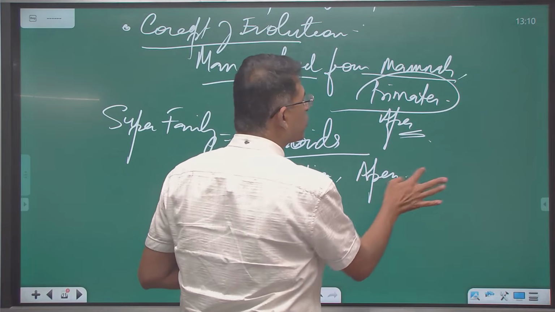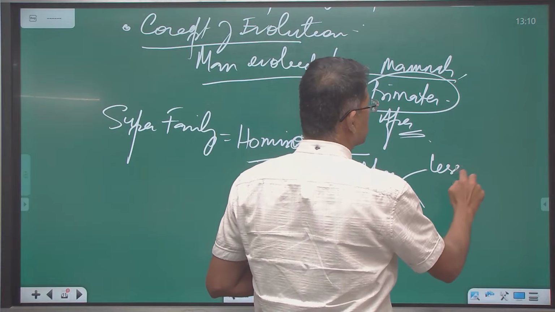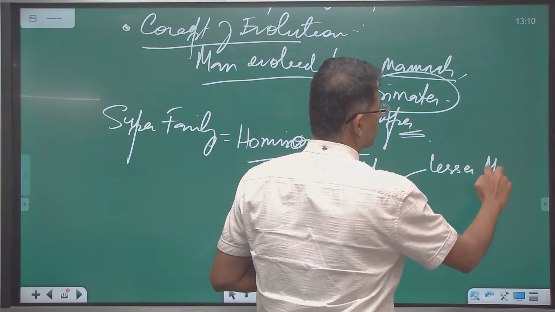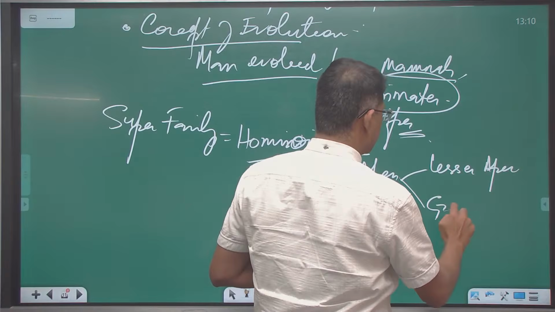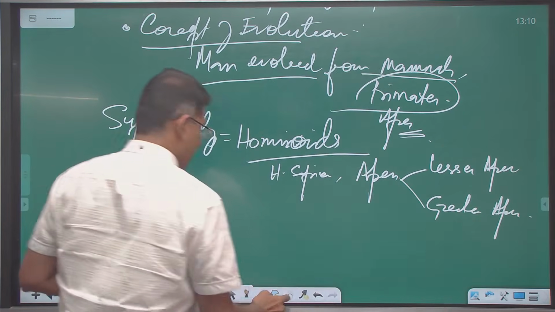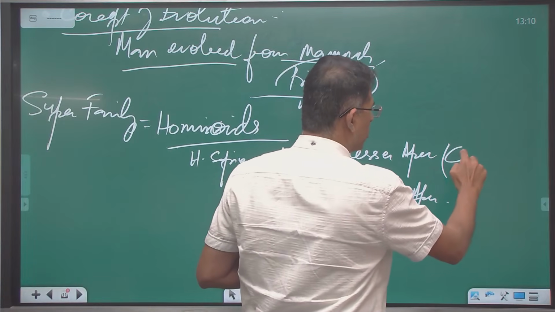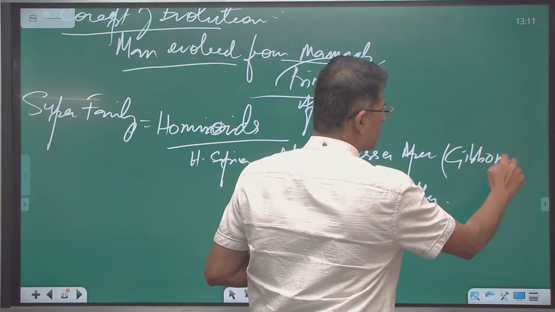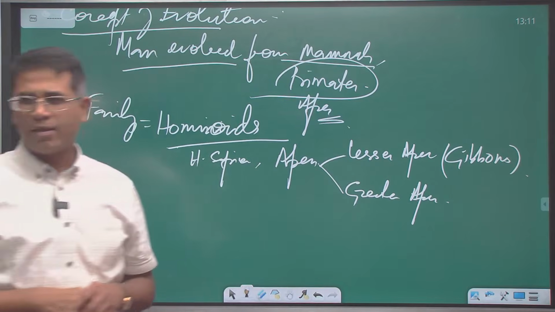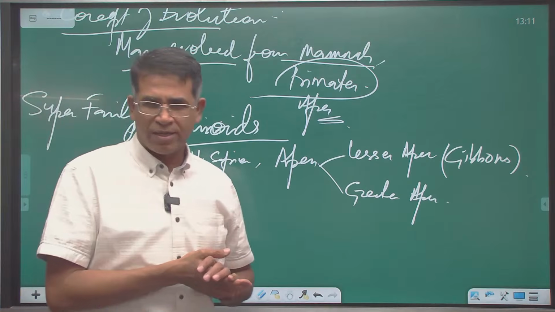और apes भी 2 तरह के होते हैं. There are lesser apes and there are greater apes. Lesser apes are gibbons. ये नाम सुना आपने gibbons? I'm assuming you know what apes are. Like monkeys, but without tails largely. ठीक है? So, lesser apes are gibbons.